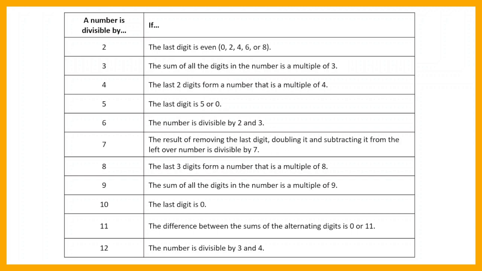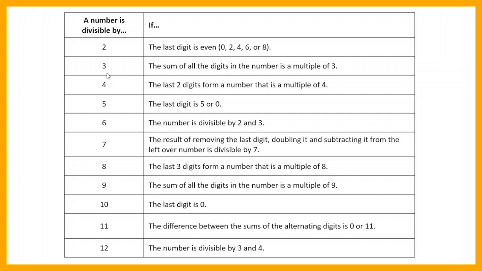Okay, so the first rule is one that you very possibly know already, and that is to find out if a number is divisible by 2. A number is divisible by 2 if the last digit is even. So if the last digit is a 0, a 2, a 4, a 6, or an 8, then we know that the number is going to be a multiple of 2, or it is going to be divisible by 2, or 2 will be a factor of that number.